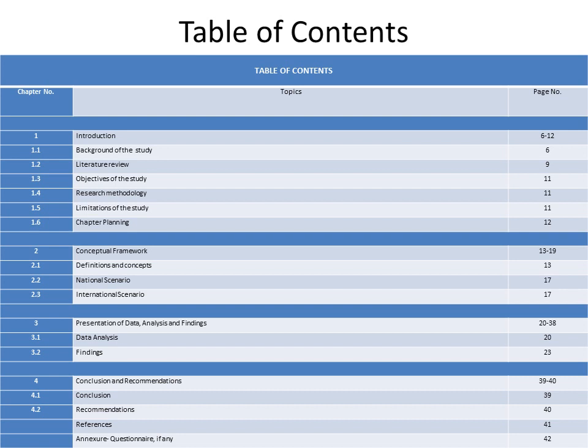The table of contents looks like this only. The first chapter is the introduction. These are the topics: background of the study, literature review, objectives of your study, research methodology, limitation of the study, chapter planning.